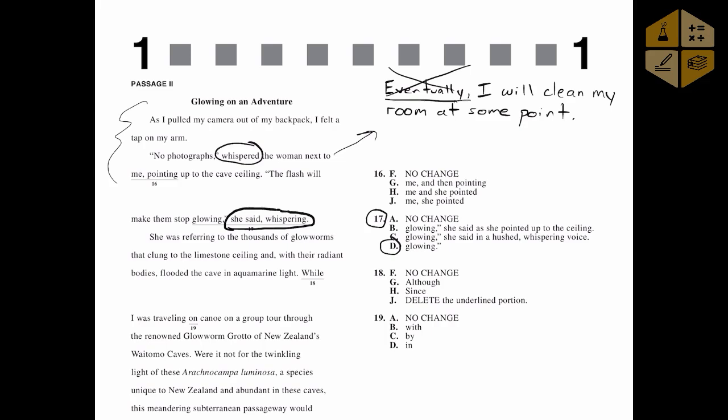So that's going to eliminate A, no change, and also C, which talks about her speaking in a hushed, whispering voice. Let's eliminate that one as well. Letter B says, "glowing," she said, as she pointed up to the ceiling. But again, we already know that from the previous sentence. The previous sentence says, "No photographs," whispered the woman next to me, pointing up to the cave ceiling. So we don't need to say that again. That would be redundant, so we know it's not B either. That's why the answer is D.